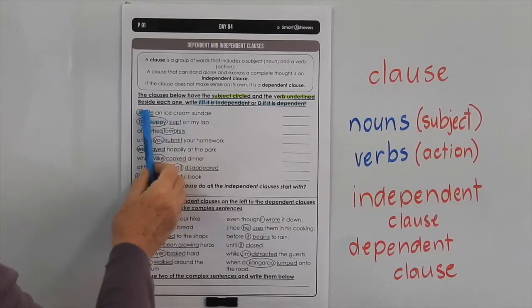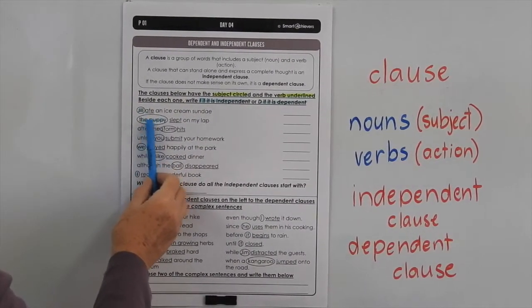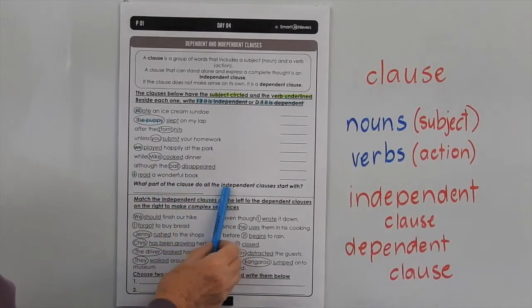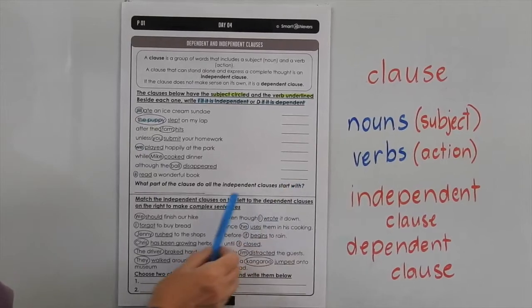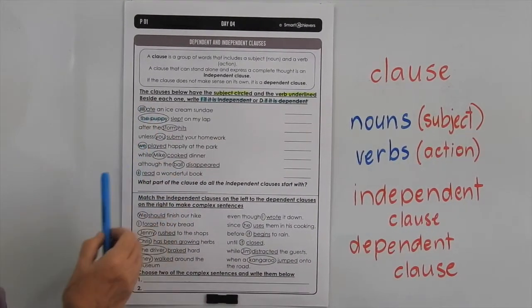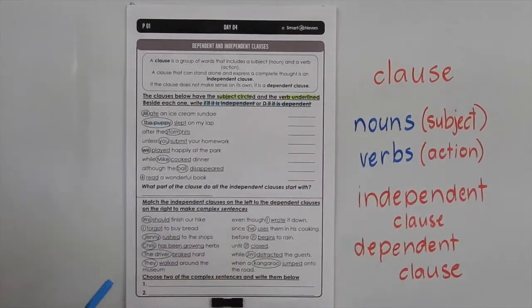So if you go through and highlight the ones that are circled at the start, you're going to see a pattern there. What part of the clause do all the independent clauses start with? Well, you're probably going to see from what we've highlighted here whether that's going to be a noun or a verb to help you with that answer.